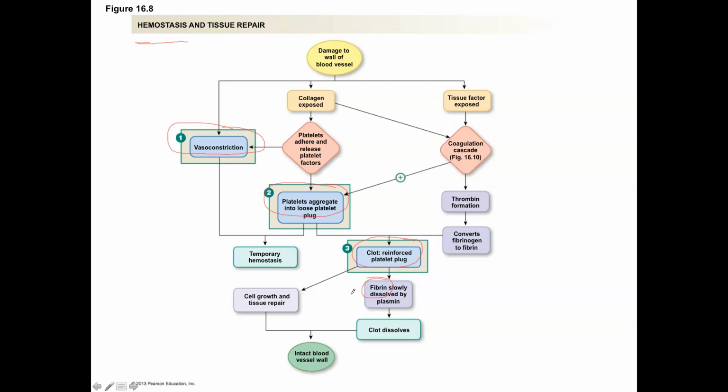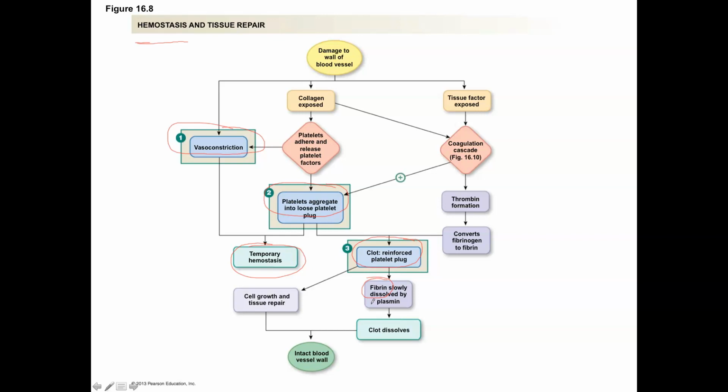And so we need to go through these various processes and look at the various chemicals that are involved. Again, understanding that vasoconstriction and the platelet aggregation really are just temporary hemostasis, whereas the formation of fibrin is going to be a more permanent fixture before we get cellular regeneration and connective tissue development to make sure that we fix that broken blood vessel.